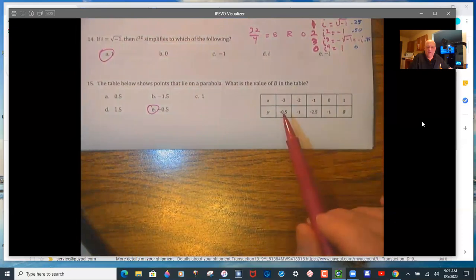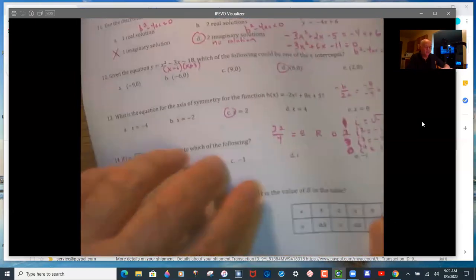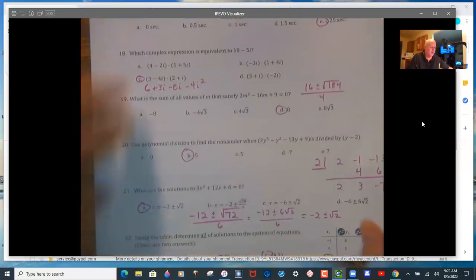So table here, use the idea of symmetry. You're just used to looking at it like this. It's the same thing though. So the negative ones, and then negative 0.5 is the one that should go there. All right, 2 pages down, many to go. Page 3.